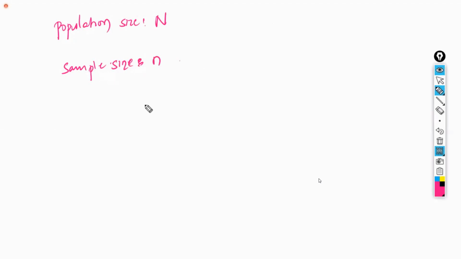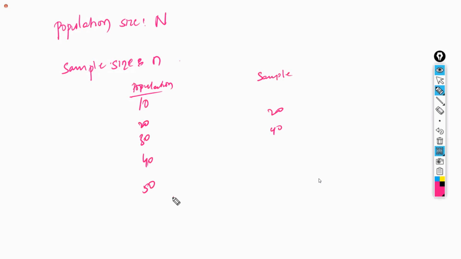Now, the population mean. If you are having the entire data, let us take 10, 20, 30, 40, 50. Assume this is the population. Total 5 values are there. The sample is, I am choosing any two numbers, 20 and 40. Now, for the sample, you are going to apply the mean.